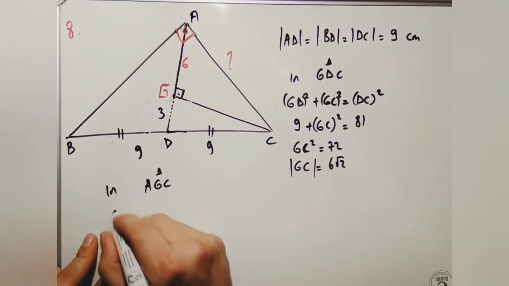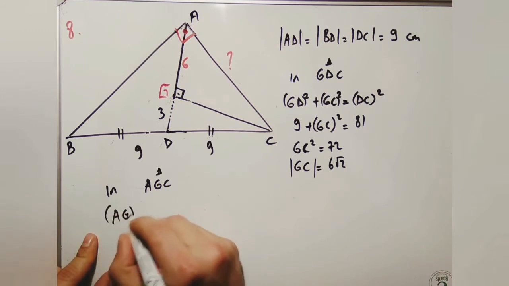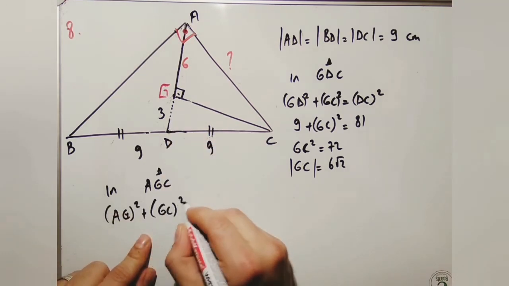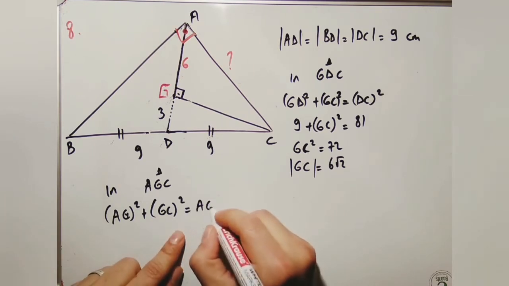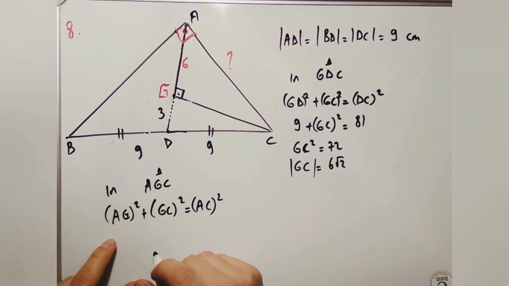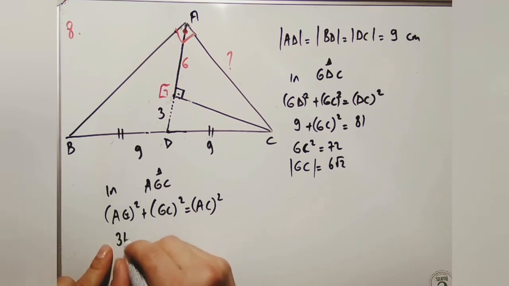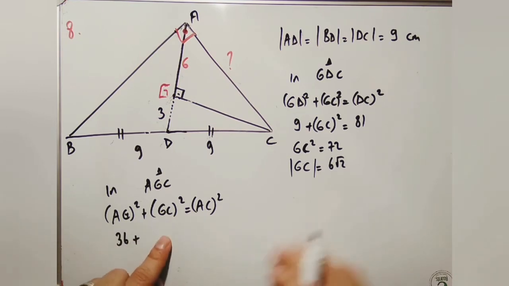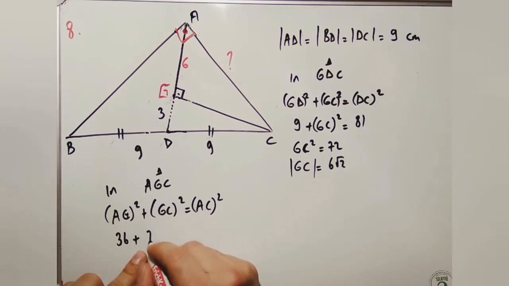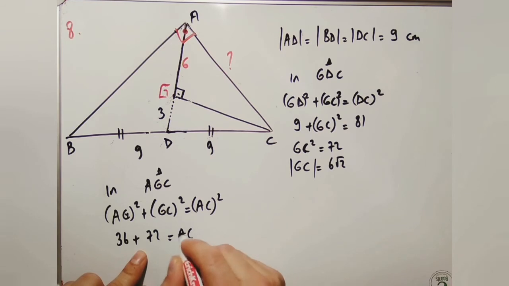AG squared plus GC squared is equal to AC squared. AG is 6, so 6 squared will be 36, plus GC squared, which we just found as 6 root 2 squared, will be 72, is equal to AC squared.